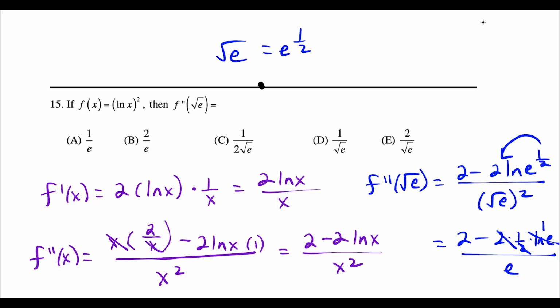And I'm just going to write the final result up here. 2 minus 1 is 1 over e. So our answer to this is going to be 1 over e, choice A.